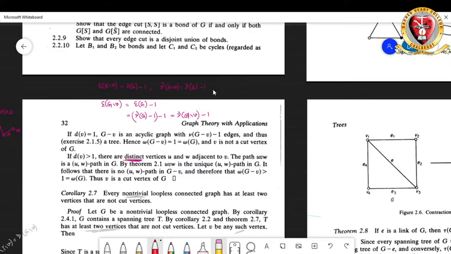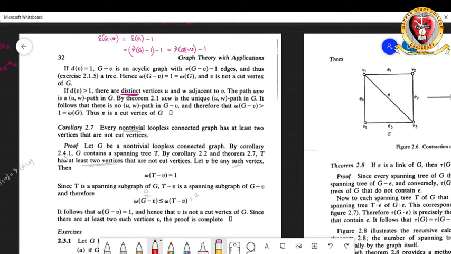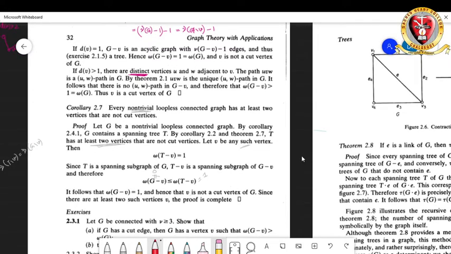And now we are going to see corollary 2.7, which states that every non-trivial loopless connected graph has at least two vertices that are not cut vertices. To prove this statement, we assume from the hypothesis that G is a non-trivial loopless connected graph. Already we had proved in corollary 2.4.1 that every connected graph will definitely have a spanning tree. Here also G will have a spanning tree, call it T.